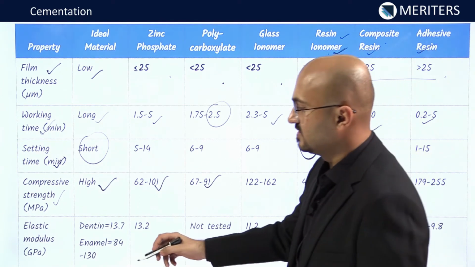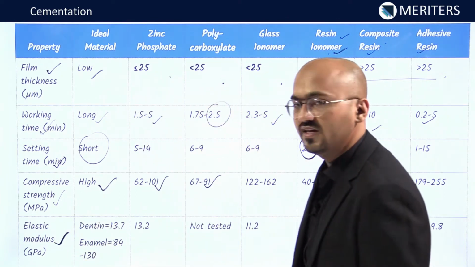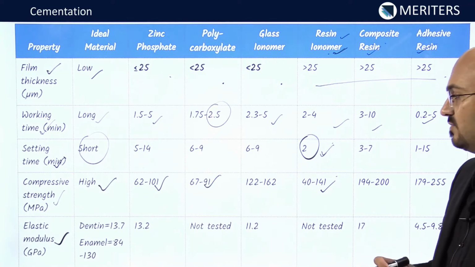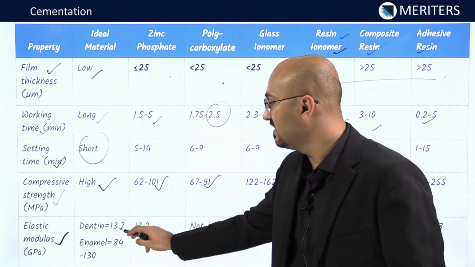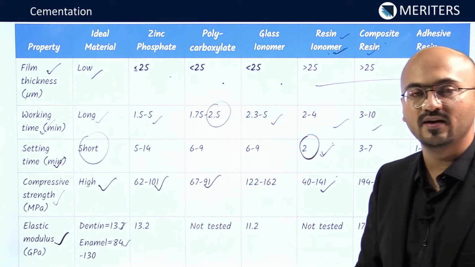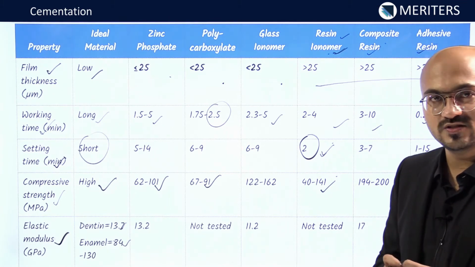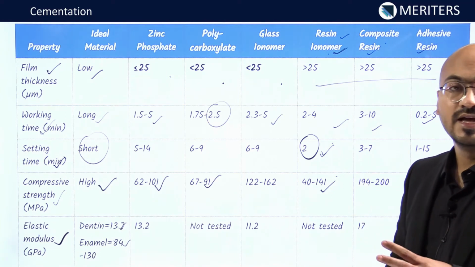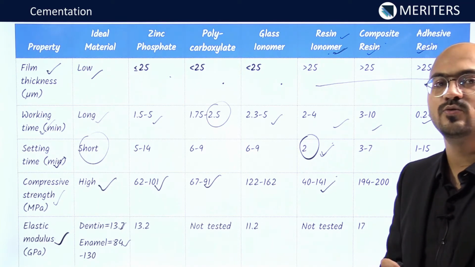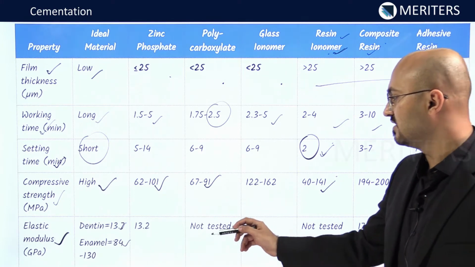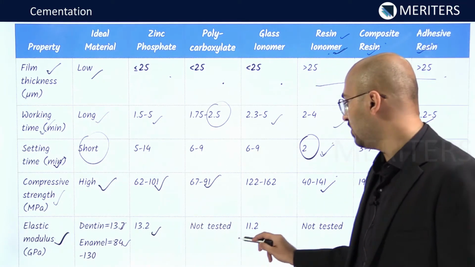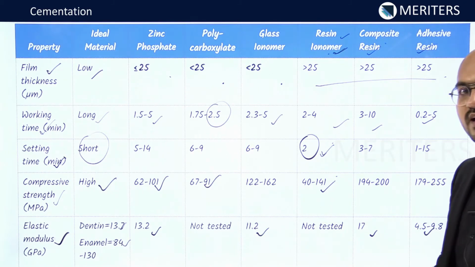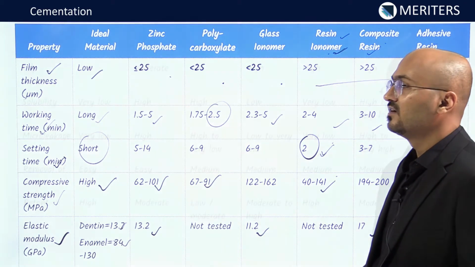Then elastic modulus. Elastic modulus is the property of a material to withstand the bending kind of forces. How much elasticity does it produce? So it should be similar to that of dentine and enamel. If it is closer to enamel and dentine, it will sustain the forces easily. If there is a lot of variation in the modulus of elasticity in comparison to the natural tooth, then the cement will distort. So all these cements which are tested have more or less similar properties compared to enamel and dentine. So these are accepted as definitive luting agents.